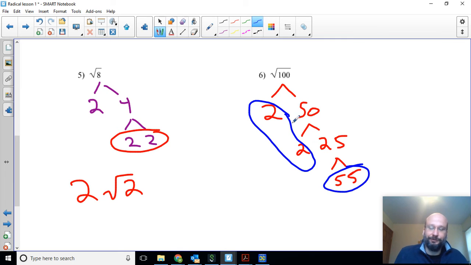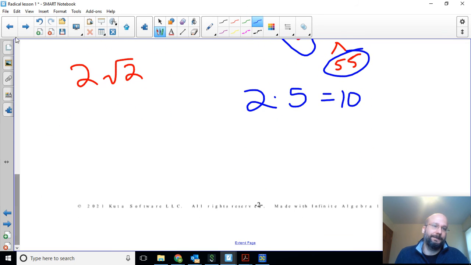I have 2 2s and 2 5s. So bring 1 2 on the outside, bring 1 5 on the outside, nothing left over. So my answer is 2 times 5, which is 10. A few more of these.